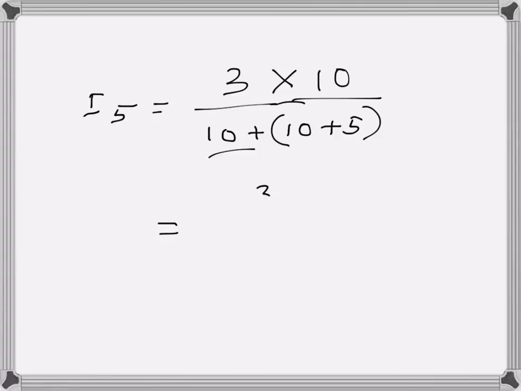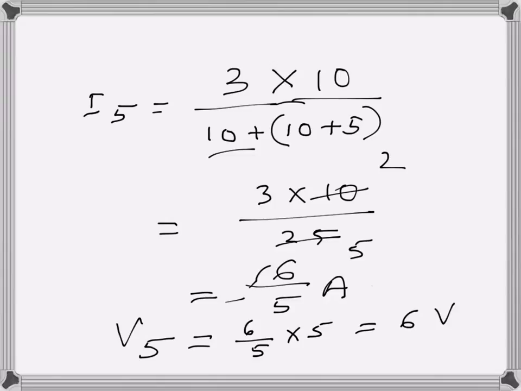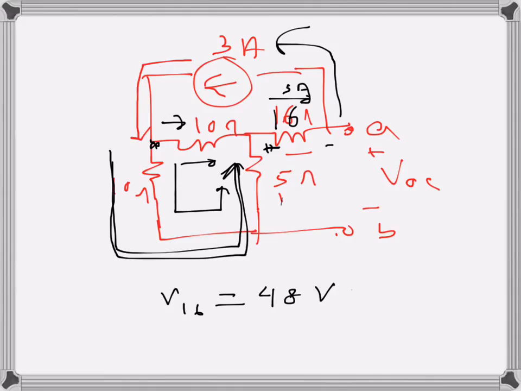So it's 3 times 10 here, and here this is 25. So basically we have 2 here and we have 5 here. So 6 over 5 amps is the current through the 5 ohms resistance. So the voltage drop through the 5 ohms resistance will be 6 over 5, the current, times the resistance, which is 6 volts. Now this current is also going in that direction, so the voltage drop is like that.